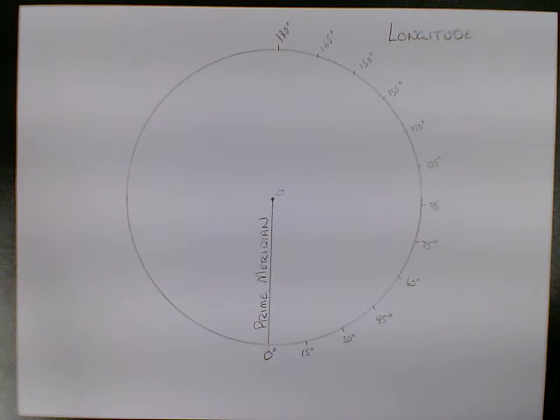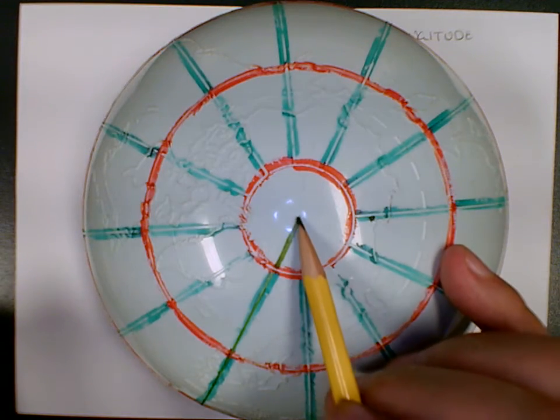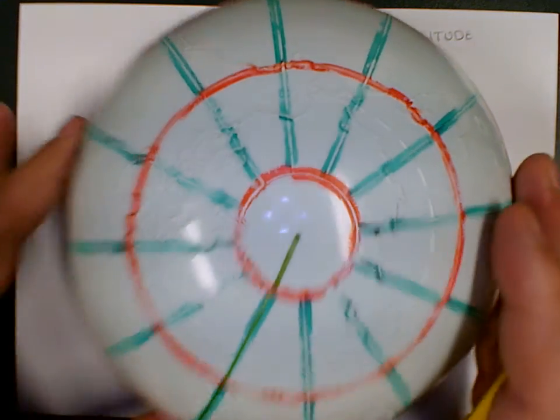Sorry for the hiccup there. So I brought home the plastic globe. So here's the idea: we're looking down on the globe right there at the North Pole.